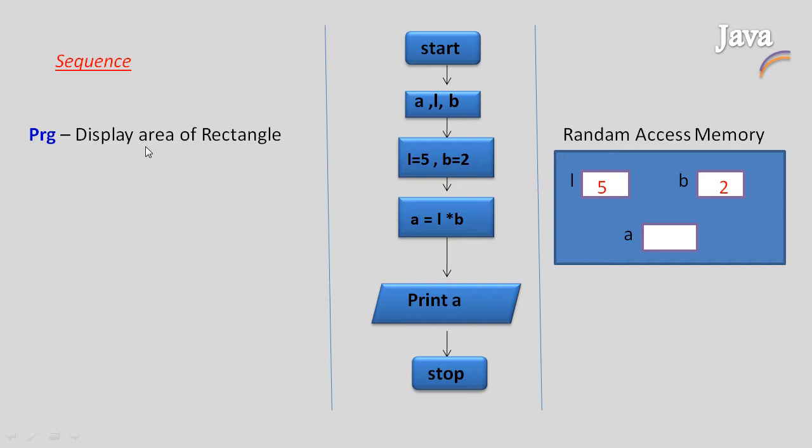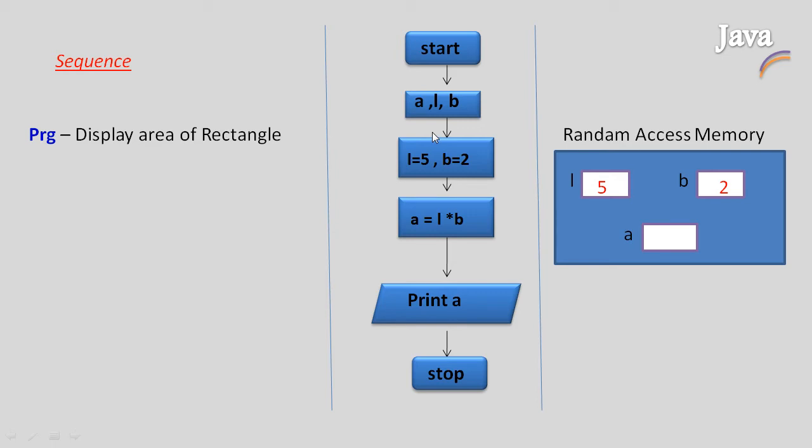This is the program to display the area of a rectangle. The first thing that should come to your mind whenever you make a program is, according to the program, how many variables I have to take and what the data type of each will be. So obviously you need three variables, three sublocations: A for the area, L for the length, and B for the breadth. So we have taken the three locations A, L and B.